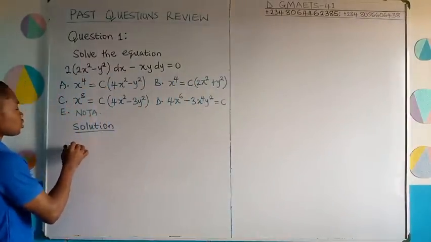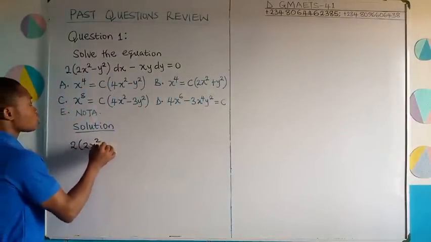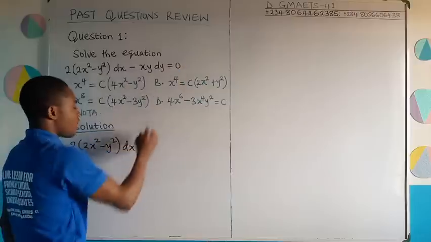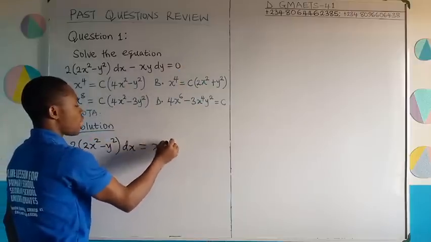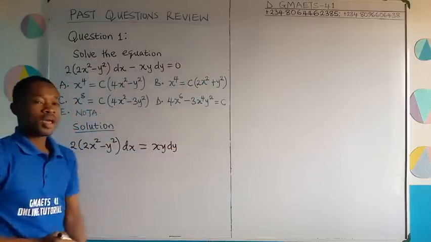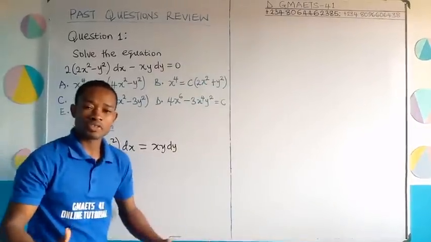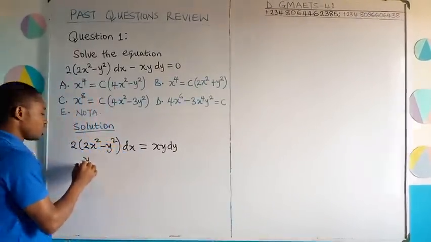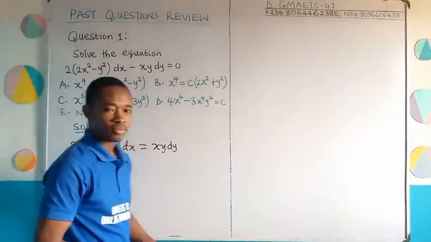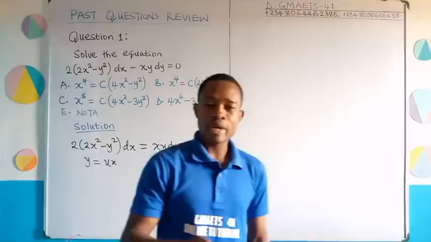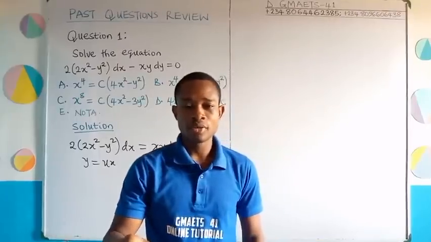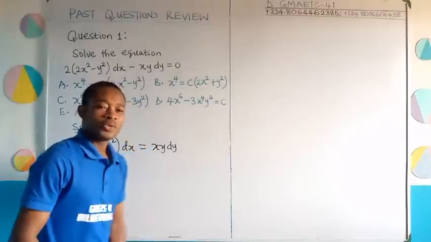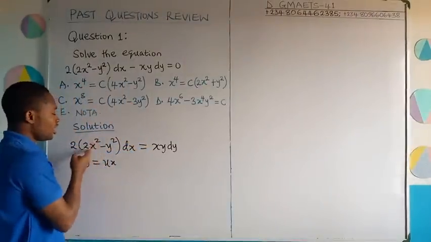The question given to us here is 2(2x² - y²)dx. Now I'm going to transfer this minus xy dy to the right hand side, so it's simply going to be xy dy. And then I'm going to recall the transformation we use in dealing with homogeneous FODE problems. And the transformation is y equal to what? ux.